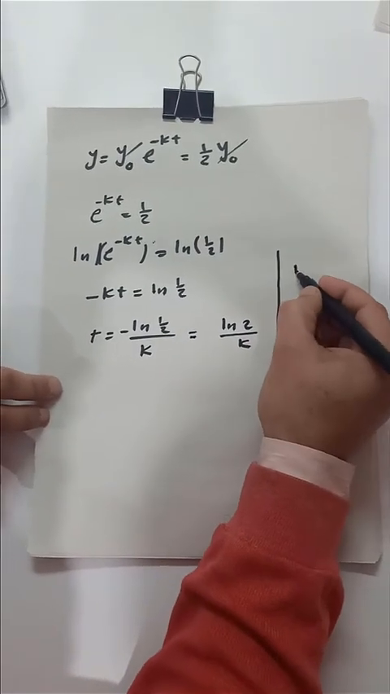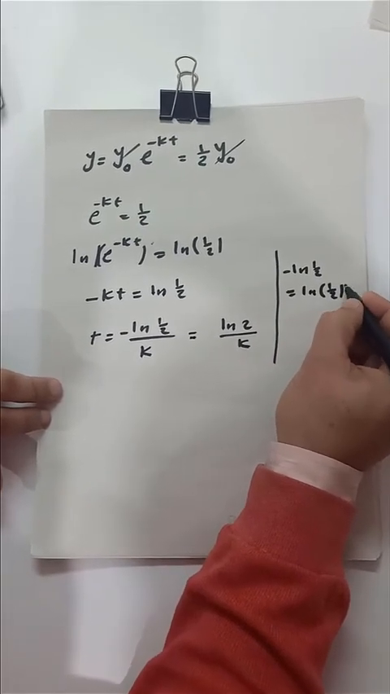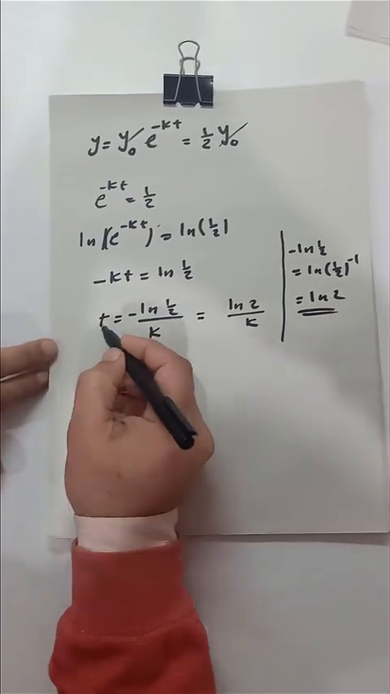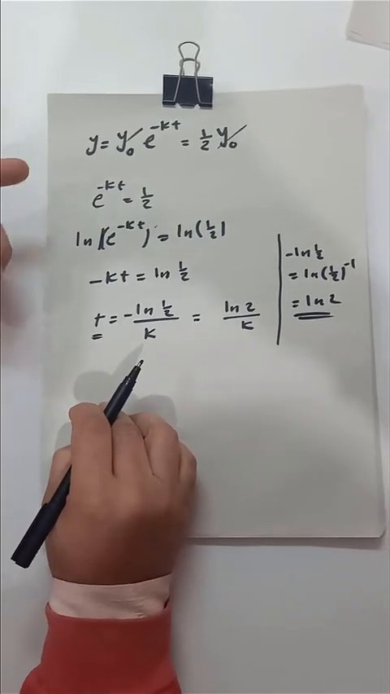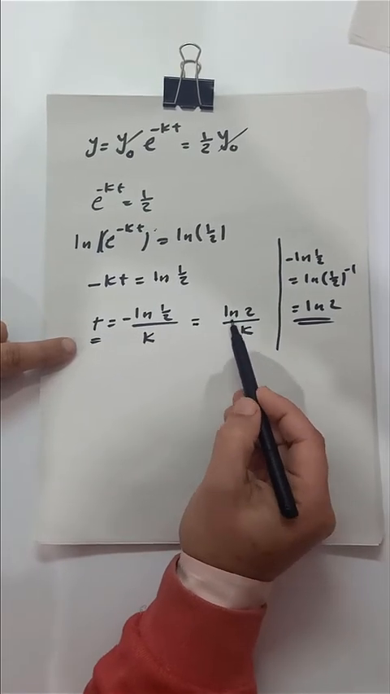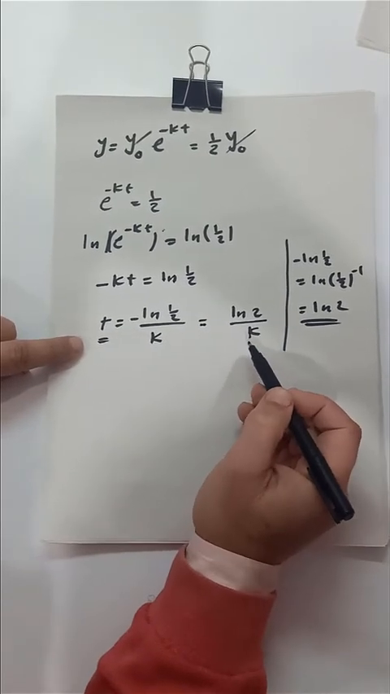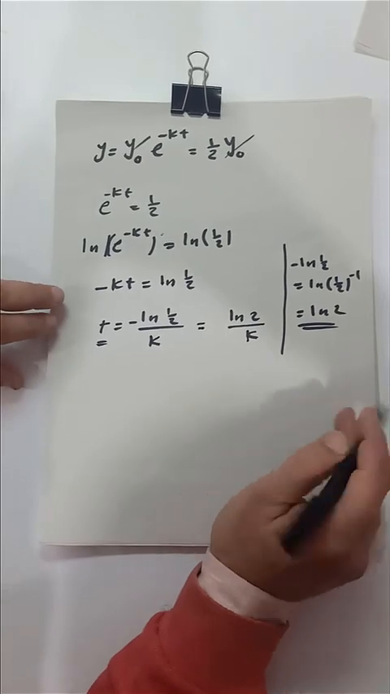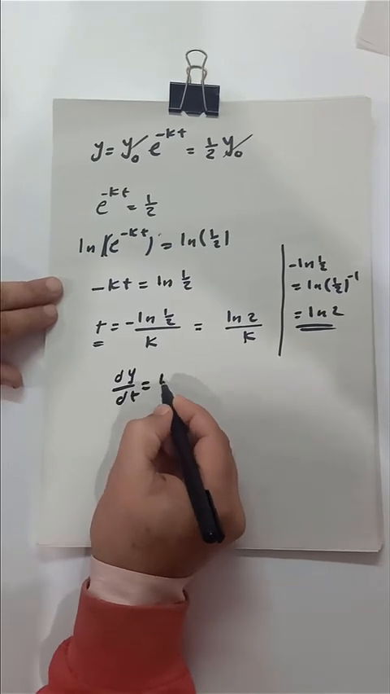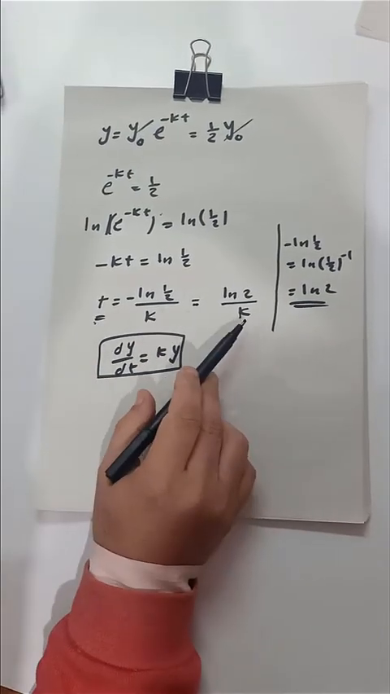Remember, negative ln half equals ln half to the power negative 1, which equals ln 2. So t here, the time, does not depend on y naught, but depends on k only. Ln 2 is a constant, so t depends on k. What is k? The coefficient of the rate of change, dy by dt equals ky. So t here depends on k only.